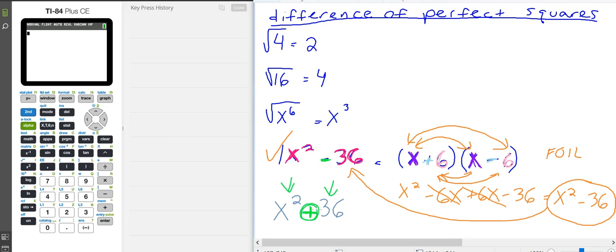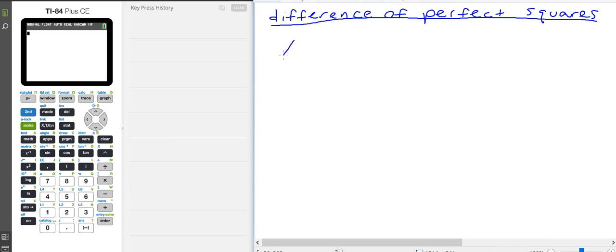Let's try another example. Let's say we have x to the 4th minus 64. Now you might notice right away this is the difference of perfect squares, but even before you do the difference of perfect squares, you want to see if there's a GCF. In this case, there is no GCF, so let's move on to the difference of perfect squares. You take the square root of the first one, so the first one is x to the 4th, and the square root of x to the 4th is x squared.